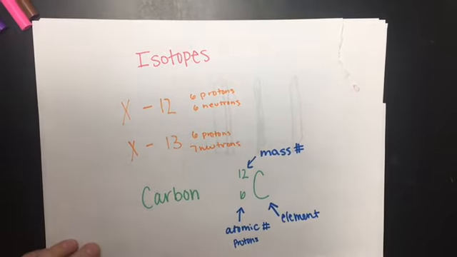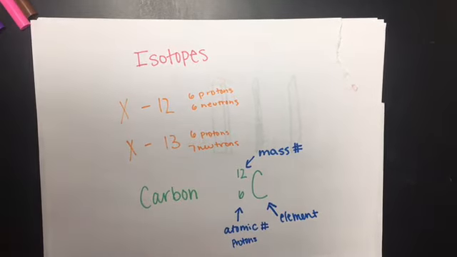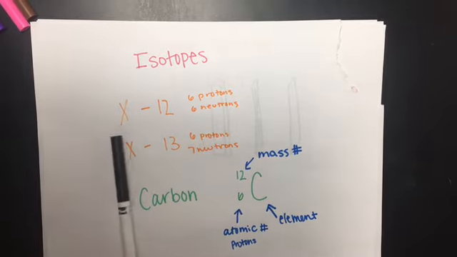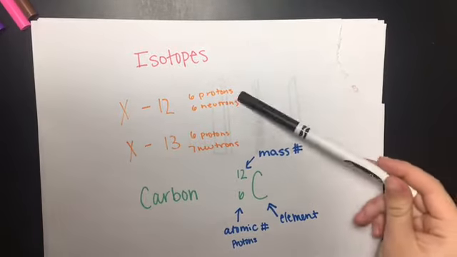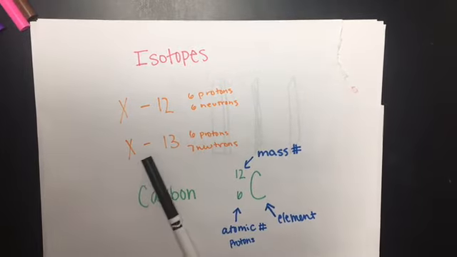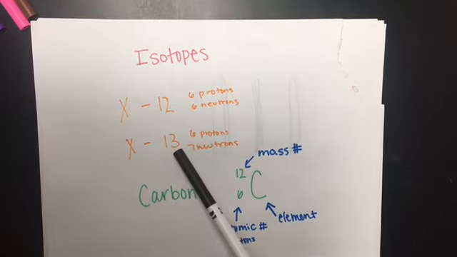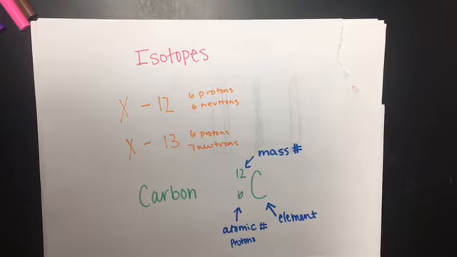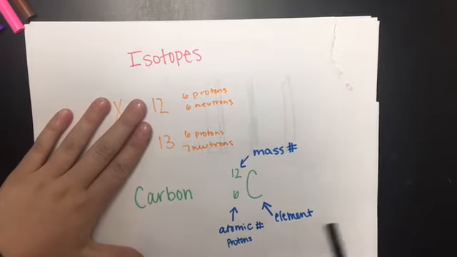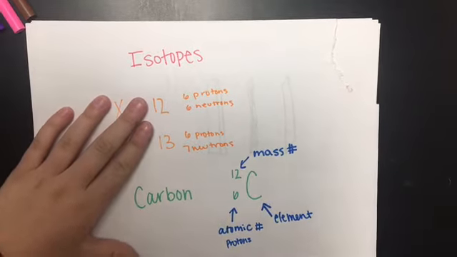First is isotopes. Isotopes are when atoms of the same element might have different masses. For example, element X might have a mass of 12. This means it has 6 protons and 6 neutrons. But an isotope of the same element could have a mass of 13, and it would have 6 protons and 7 neutrons. That's pretty weird.